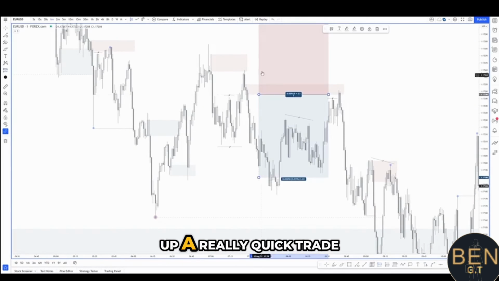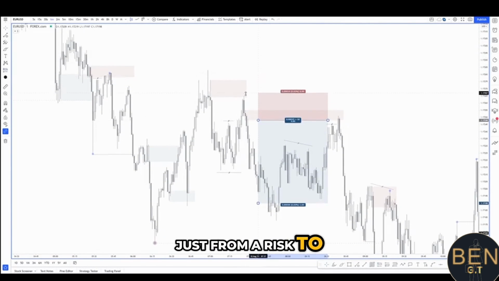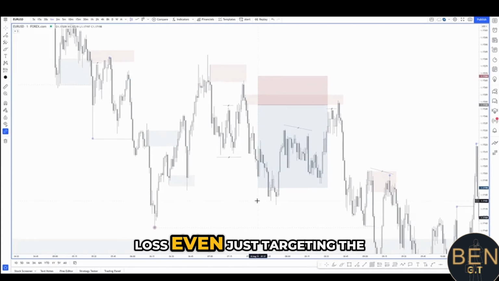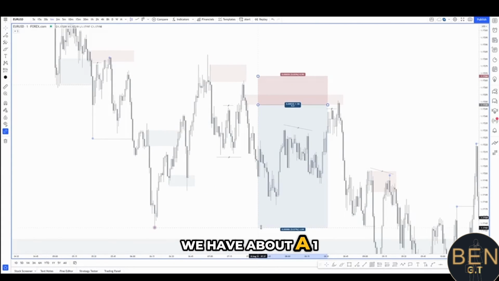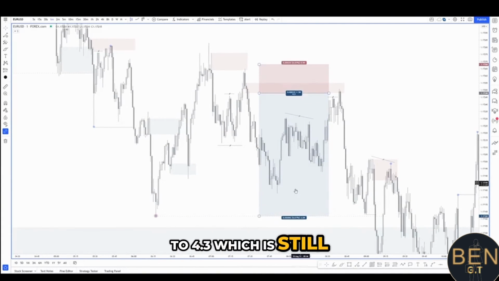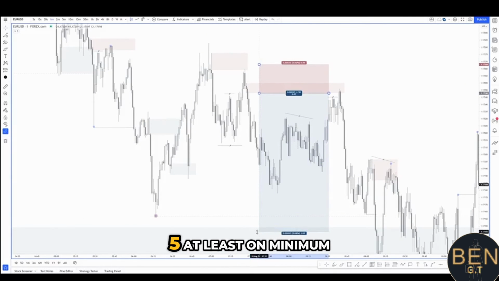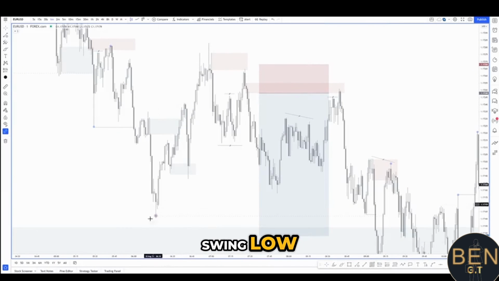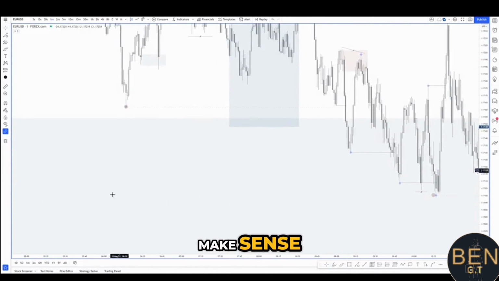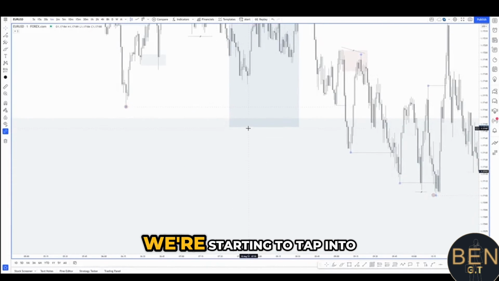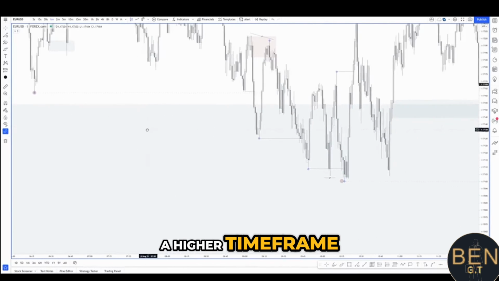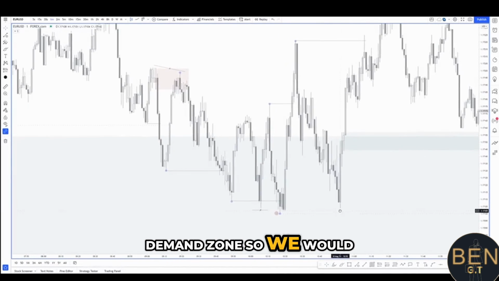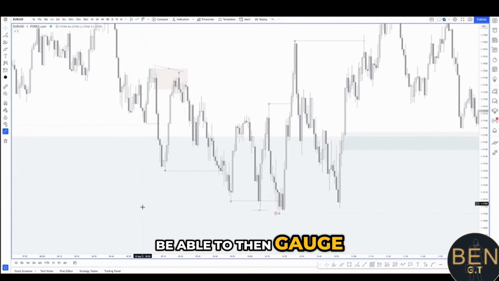So something to keep in mind, especially if we just weigh up the risk to reward. If we just framed up a really quick trade, just from a risk to reward perspective with a 2 pip stop loss, even just targeting the lows, we have about a 1 to 4.3, which is still a great trade. Personally, I like 1 to 5s at least on minimum, but we know that if we're going to break this swing low, chances are we're going to run below it. So a 5R would make sense. And then if we see just below, we're starting to tap into a higher time frame demand zone. So we would be able to then gauge that price is going to tap into that.